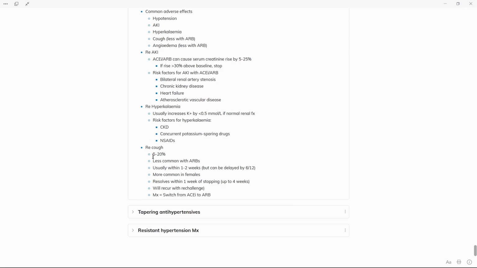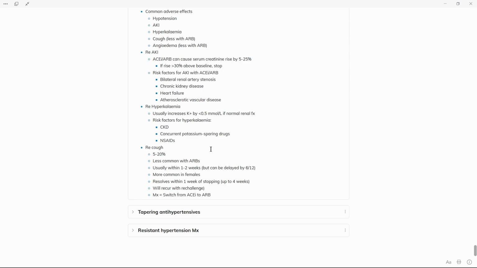Regarding the cough, it occurs in about 5 to 20% of patients taking an ACE inhibitor. It is less common with ARBs, but can still happen. It usually develops within the second week after starting an ACE inhibitor, but this can be delayed by up to 6 months. So if a patient presents with a dry, irritating cough within 6 months of starting an ACE inhibitor, then you have to think of the ACE inhibitor as the cause.